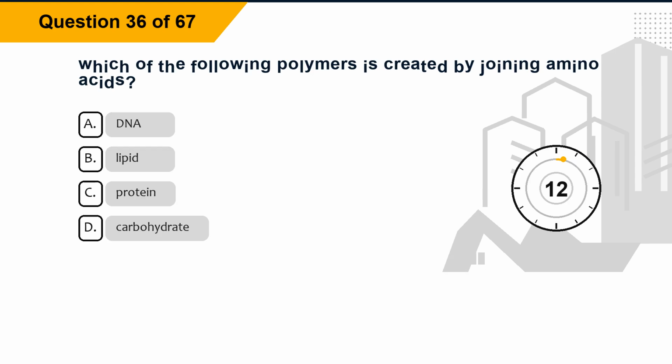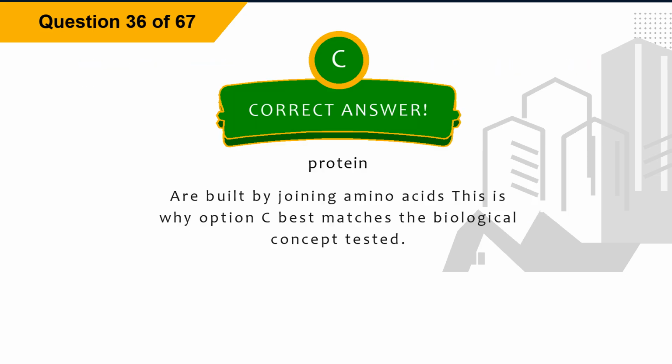Question 36. Which of the following polymers is created by joining amino acids? Option A, DNA. Option B, lipid. Option C, protein. Option D, carbohydrate. The correct answer is option C, protein. Explanation: proteins are built by joining amino acids. This is why option C best matches the biological concept tested.